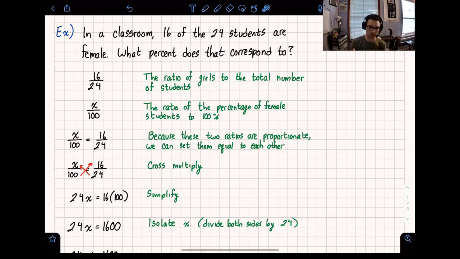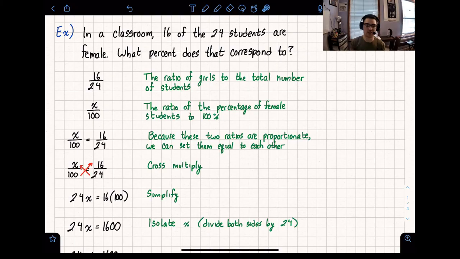Okay, so the first thing we have to take a look at in a problem like this is the ratio of female students to all of the students. And here we go, ratio of girls to total number of students. The next thing we have to look at is our percentage ratio. So we're trying to figure out what percent it is, so we're going to put an x there. And because percent is per 100, that x is going to be over 100.